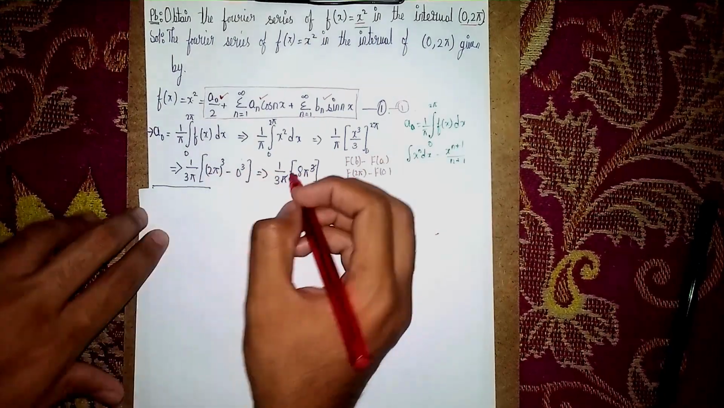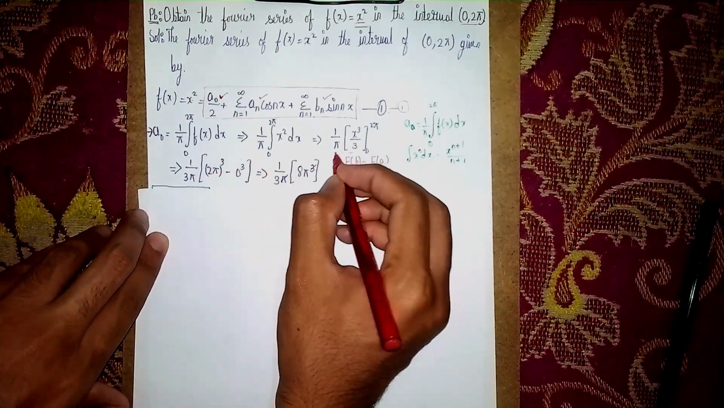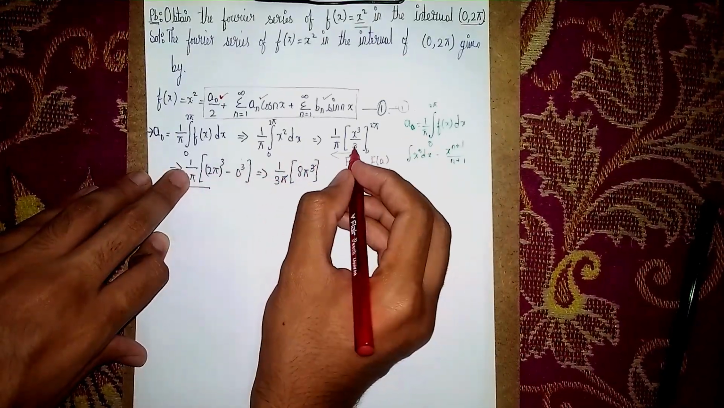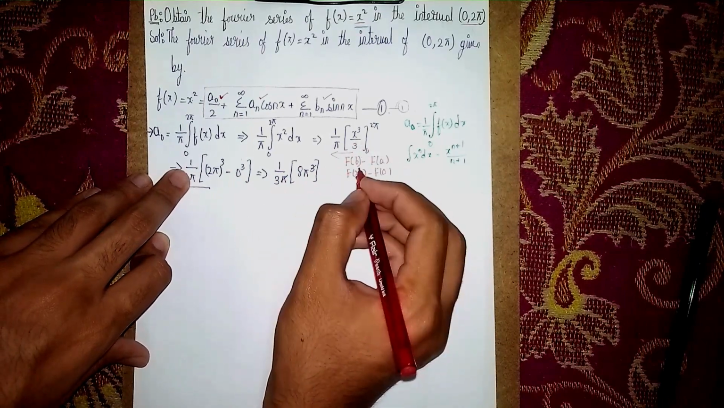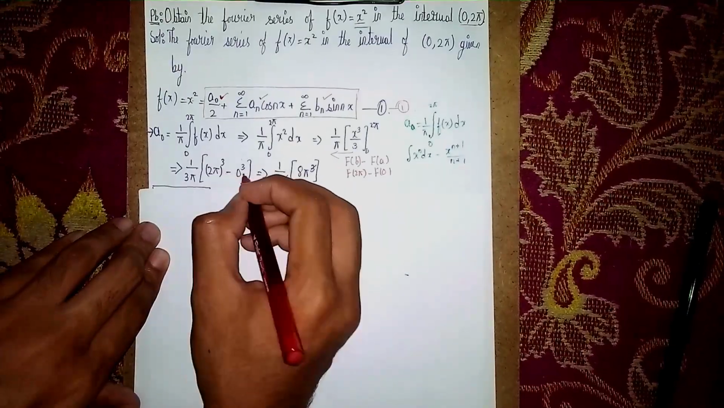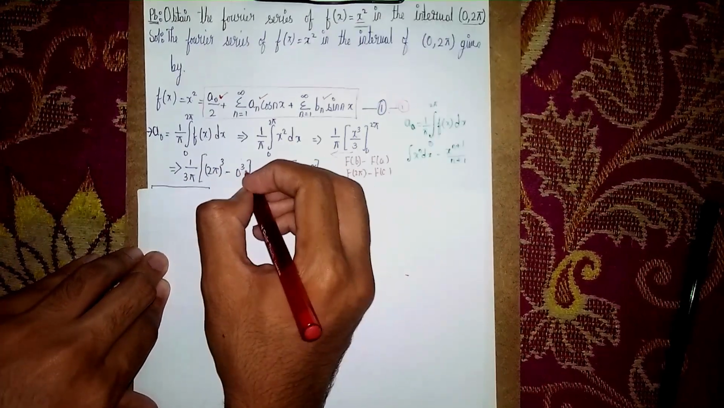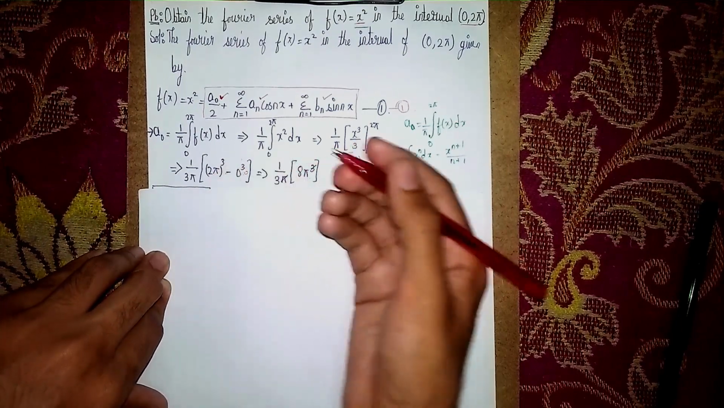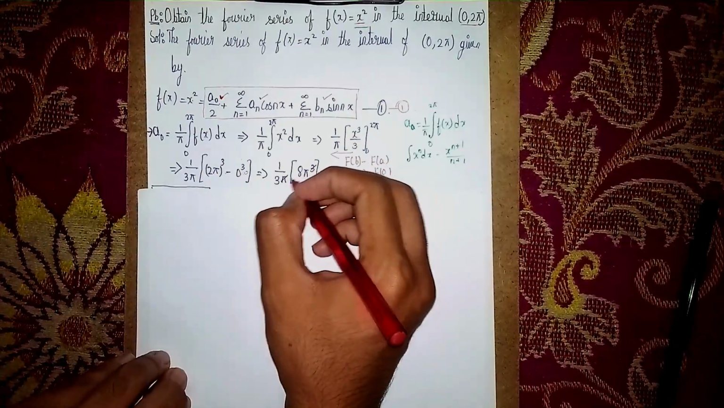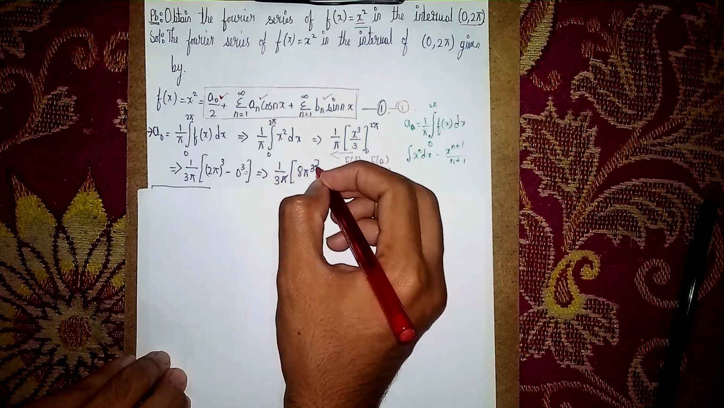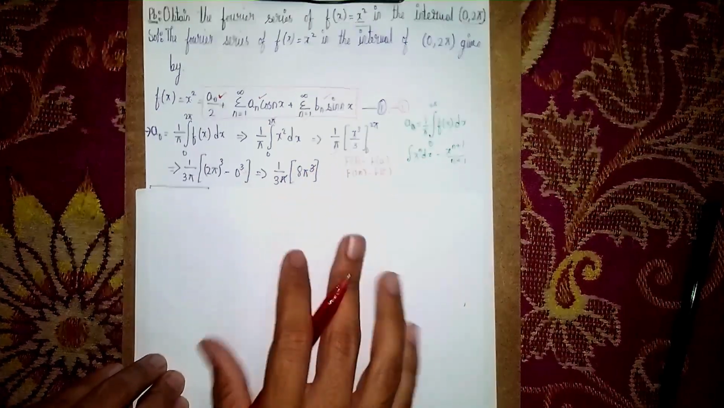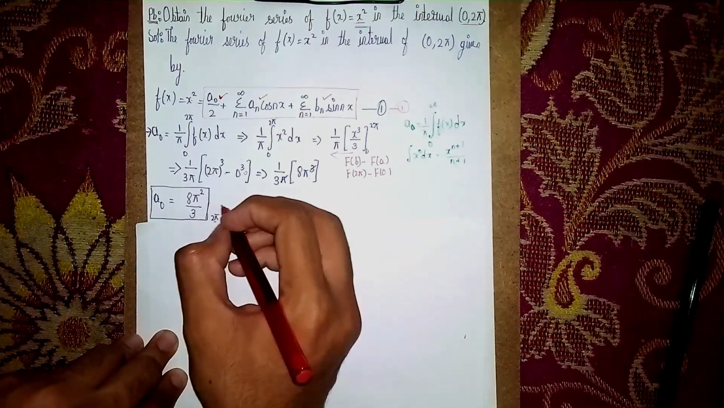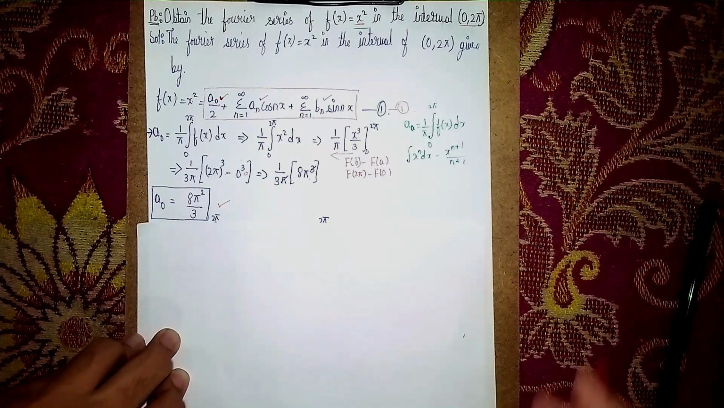Now substitute: you take the 3 outside here, so it becomes 3 pi, then x cube remains. Instead of x we substitute 2 pi and 0, so 2 pi cube minus 0 cube; 0 cube is 0 only. Then 2 pi cube means 2 cube is 8, and pi cube as it is. Here 1 pi and pi cube, one pi gets cancelled. What remains is a naught is equal to 8 pi square by 3. We completed our first process; we just found a naught.